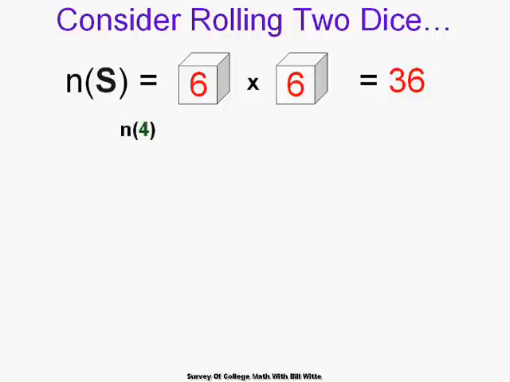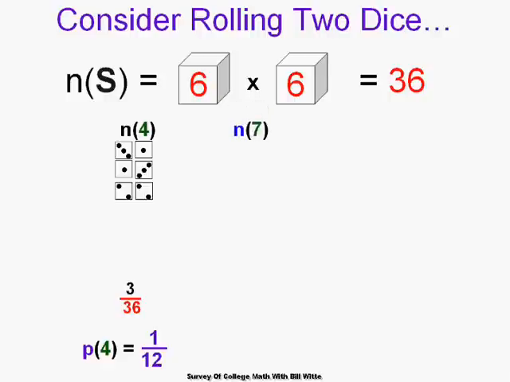What is the number of ways that a 4 can occur? Well, let's look at it. We could get a 3 and a 1. We can get a 1 and a 3. We can get a 2 and a 2. And that's the only way. So there's 3 ways that a 4 can happen. And our sample space is 36. So the probability of getting a 4 is 3/36, or reduced, 1/12.